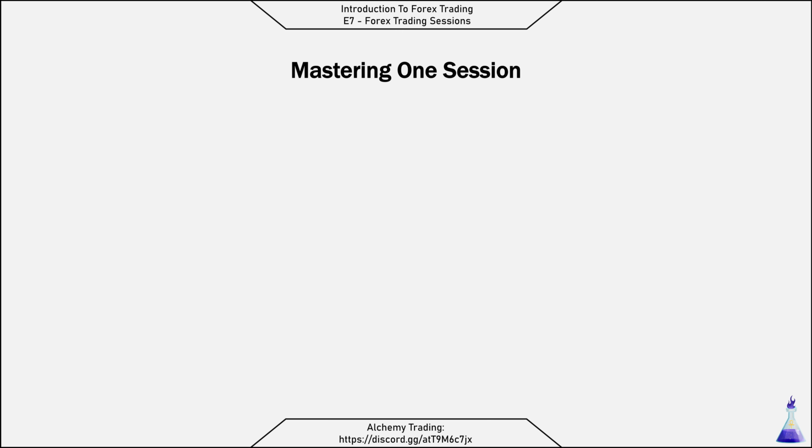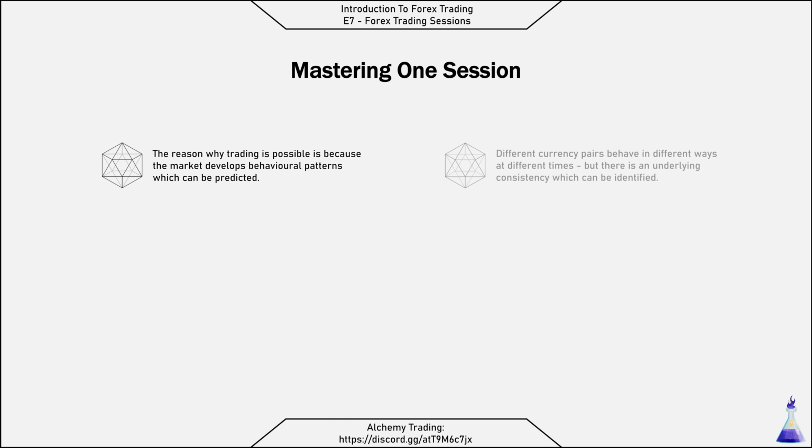So now that you understand volume and volatility, let's get back to the sessions themselves. The reason why trading is possible is because the market develops behavioral patterns which can be predicted ahead of time. A major component of this is the fact that different currency pairs behave in different ways at different times.